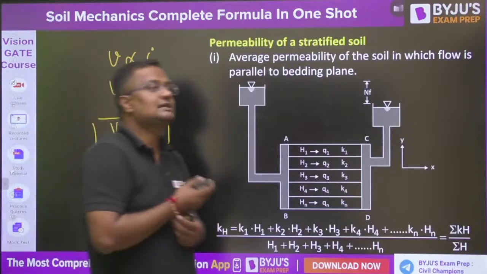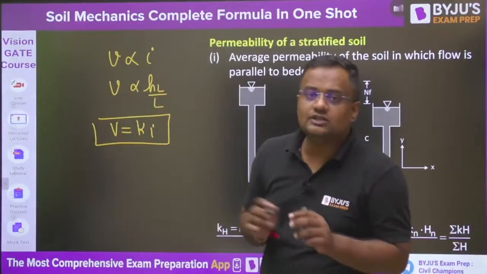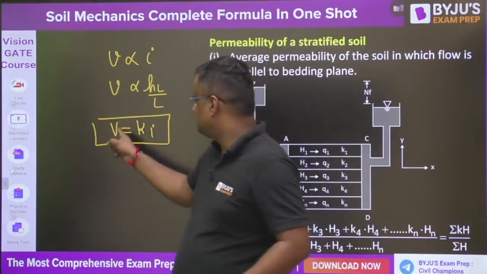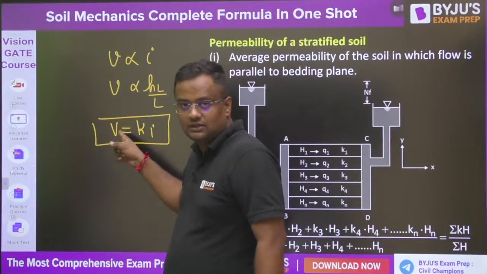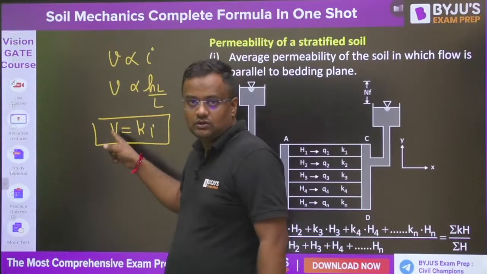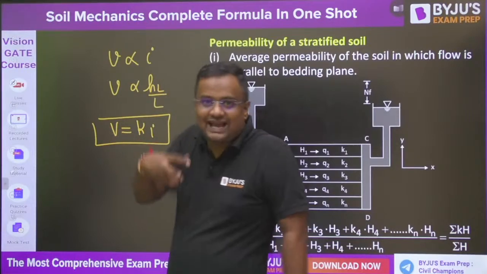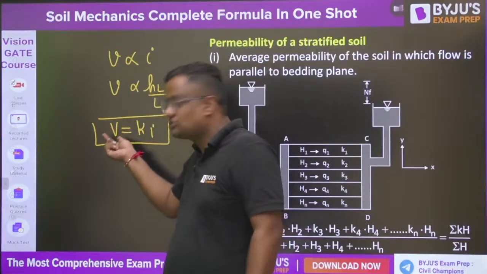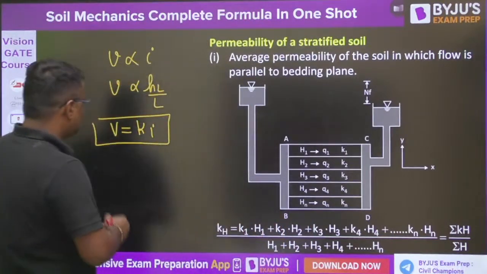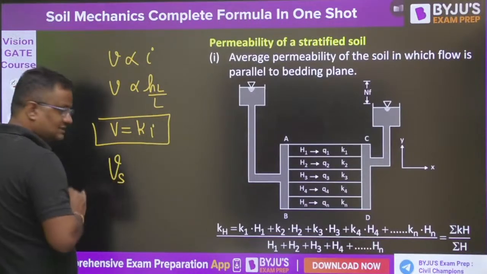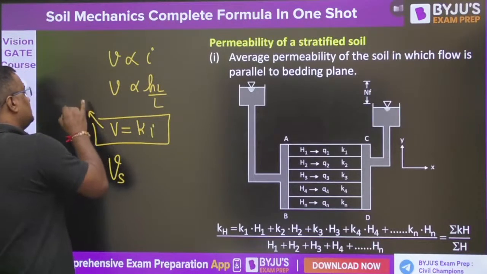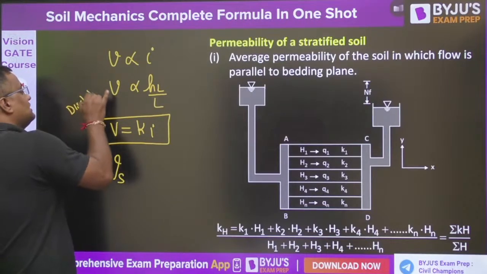People think that K is the speed. No, K is not the speed of water. Yes, if K is more, the speed of water is more, and if K is less, the speed is less. But K exactly is not the speed. Even this V is not the actual speed. This is the discharge velocity.